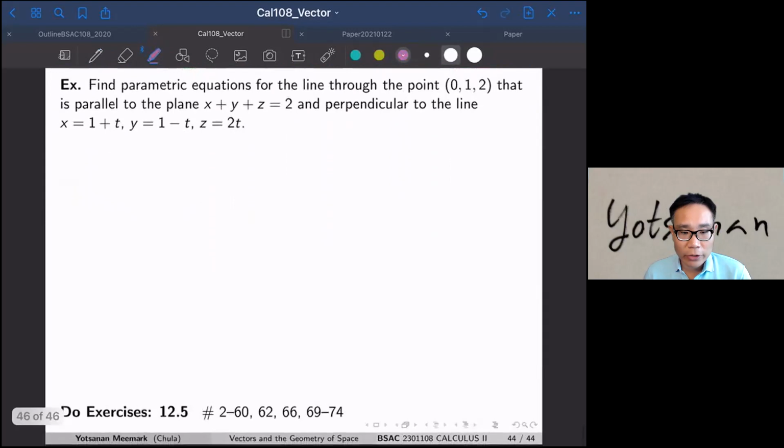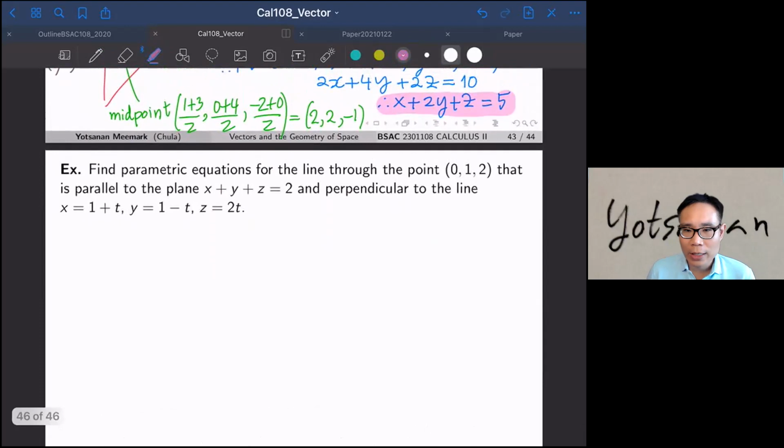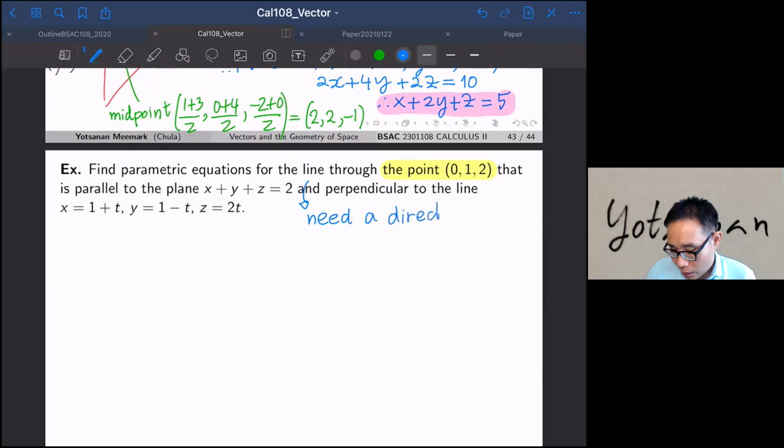The last question: we'd like to find the parametric equation for the line through the point. The question is generous enough to give you the point, so you know that it must be used in order to find the equation of the line. However, the other ingredient we need in order to find the line is a direction vector v.